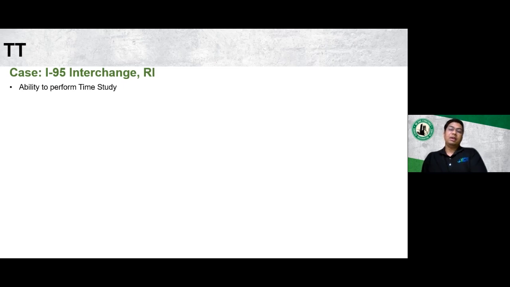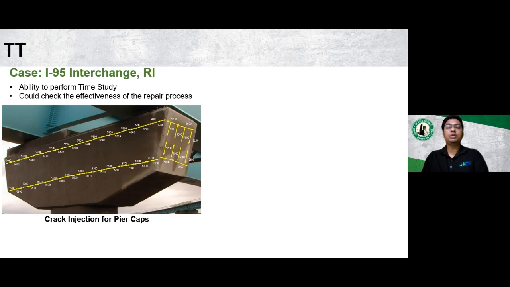Through tomography also equips us with the ability to perform a time study on the structure to track the deterioration over time, since this technique provides an easy visual guide as compared to other techniques such as impact echo or pulse velocity. In addition, through tomography can also be used to check the effectiveness of the repair process.